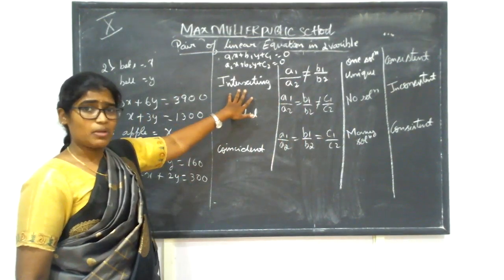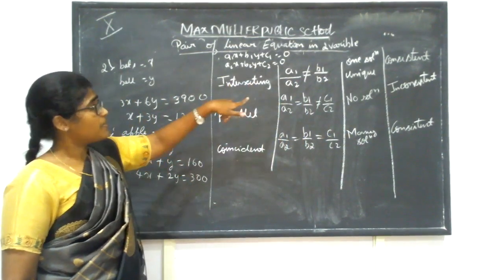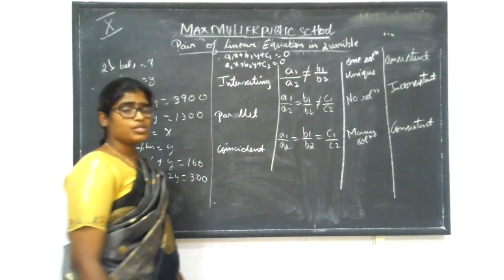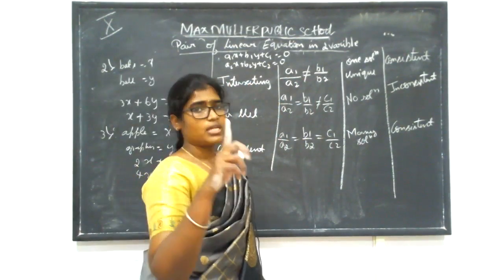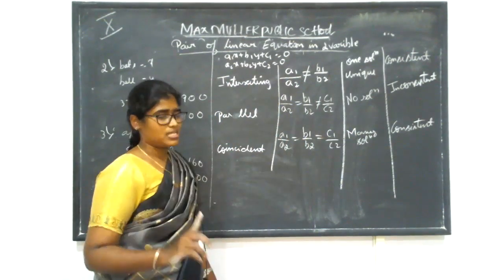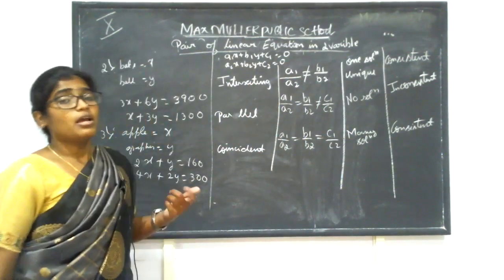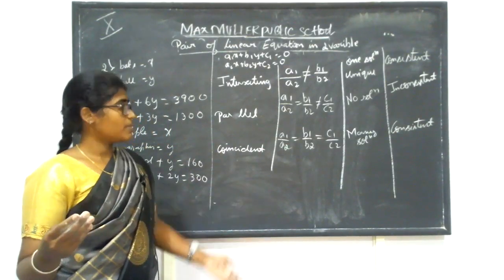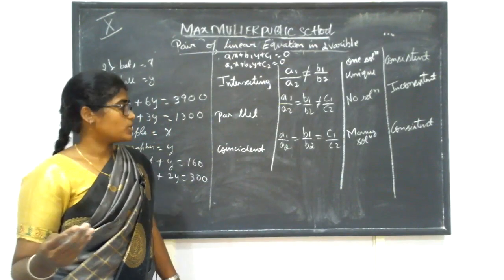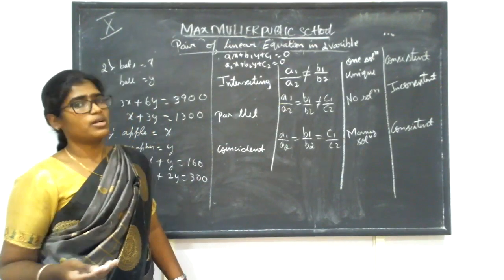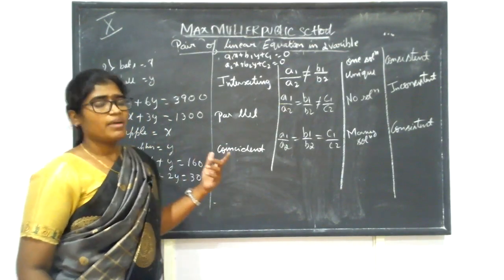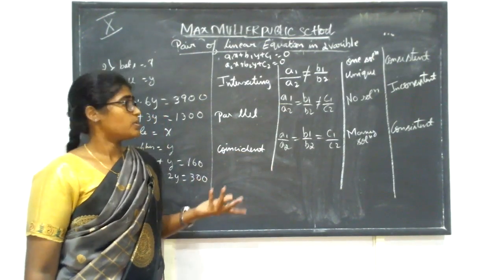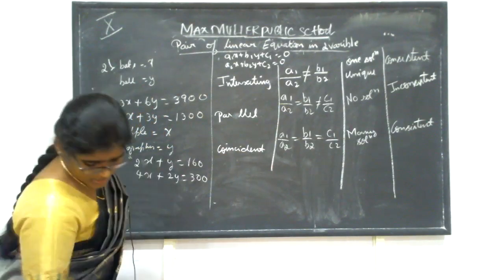Intersecting, tell me, repeat it once again. For intersecting, it will be A1 by A2 not equal to B1 by B2. How many solutions will you have? One solution. What is it called? Consistent. And for coincident lines, all the coefficients will be equal: A1 by A2 is equal to B1 by B2, which is equal to C1 by C2. You have many solutions and it is also consistent. Parallel: A1 by A2 is equal to B1 by B2, which is not equal to C1 by C2, and no solutions will be there. That is inconsistent.